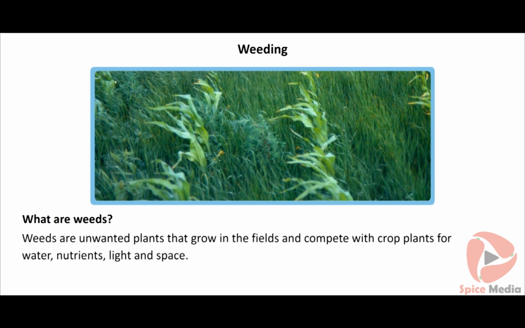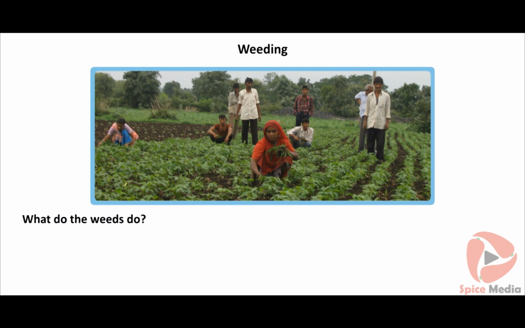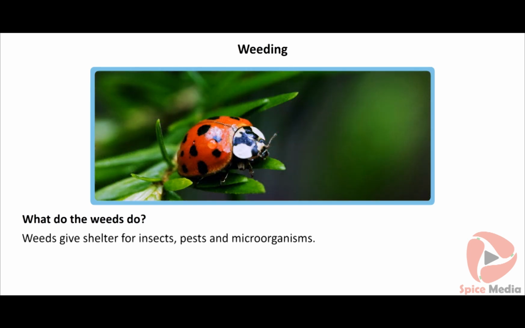Weeds are unwanted plants that grow in the fields and compete with crop plants for water, nutrients, light, and space. What do the weeds do? They reduce the yield of the crop. Weeds give shelter for insects, pests, and microorganisms.